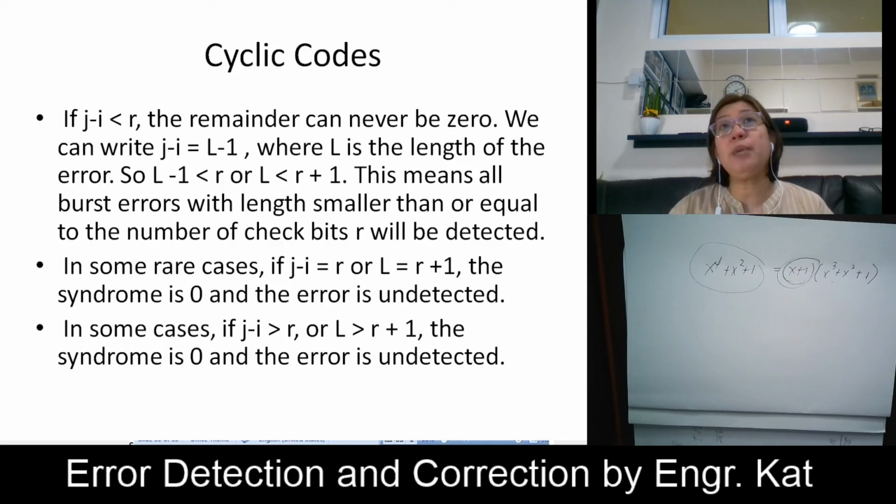Okay, so in some cases, if j minus i is equal to r, or L is equal to r plus 1, the syndrome is 0 and the error is undetected. So in some cases, when your j minus i is greater than r or L is greater than r plus 1, the syndrome is also again 0 and the error is undetected. Okay?